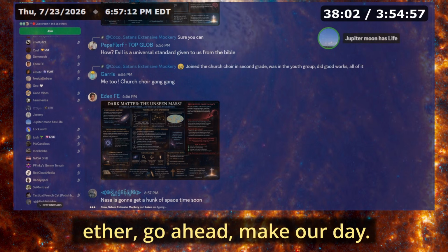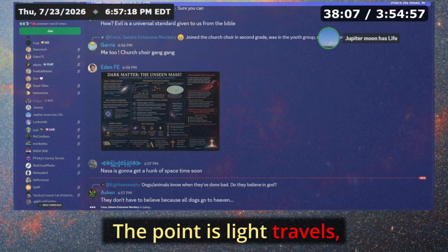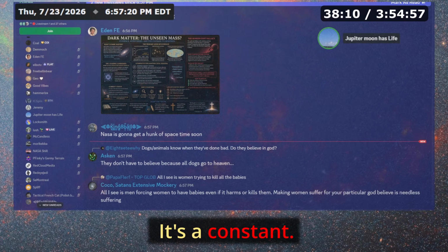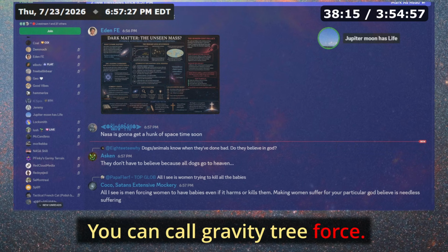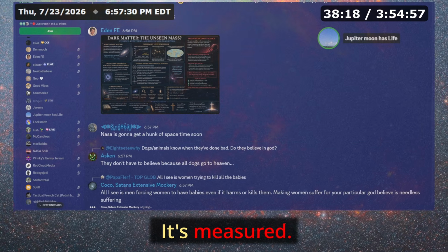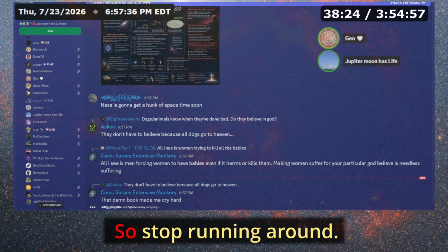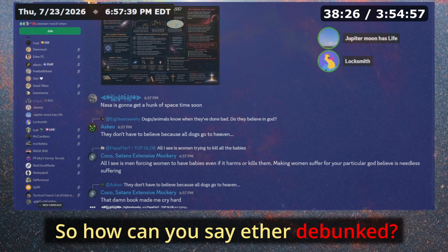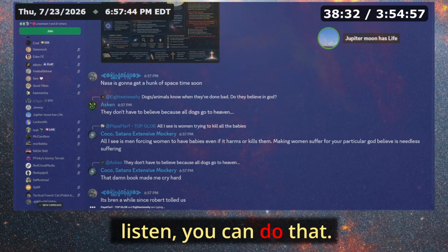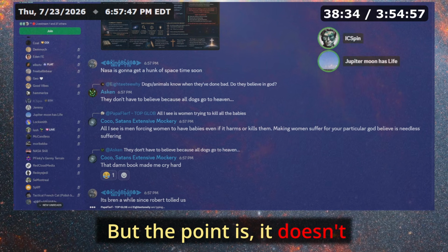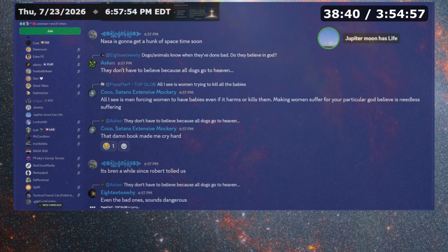So, I mean, it's not necessarily a medium in what you're trying to talk about. If you want to call it ether, go ahead, make our day. The point is, light travels, right? And we have a speed. It's a constant. So we don't care. It's like gravity. You can call gravity tree force if you would like. We don't care. It's measured, it's observed, and we can use it. So stop running around the place. How can you say ether's debunked if you just renamed it, relabeled it? No problem. And reclaimed it. Listen, you can do that. But the point is, it doesn't get rid of space. It doesn't get rid of the heliocentric model, no matter what.